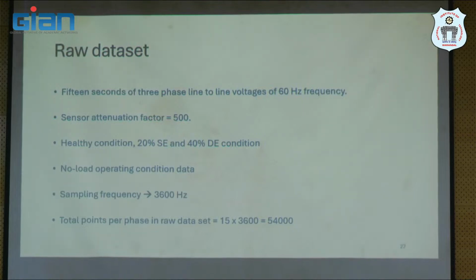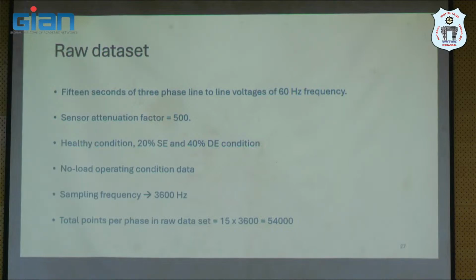When I collected the data, I sampled my line-to-line voltage at 3600 Hertz. What do I mean by that? My line frequency is 60 Hertz, so for every period, I am collecting 60 data points. One sine wave will have 60 data points. Since I collected for 15 seconds with a sampling frequency of 3600, I have in total 54,000 data points. So this is my raw experimental data.